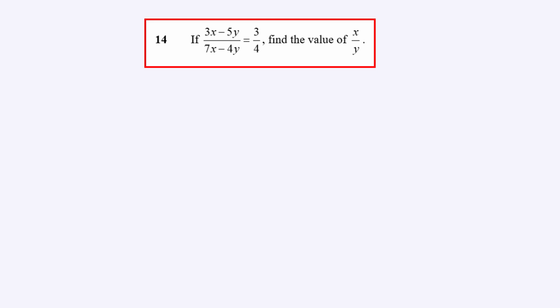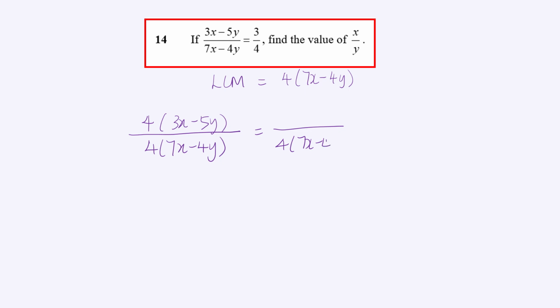Okay, let's do the final last questions. The concepts that we're going to use here are the same as what we've done earlier on. Find the lowest common multiple for 7x minus 4y and 4. So that will just be 4 times 7x minus 4y. So bracket it. So this will multiply by 4. Oh, sorry, for consistency, put a 4 in front. 4 bracket 7x minus 4y. 4 times 7x minus 4y. And 3 times 7x minus 4y.